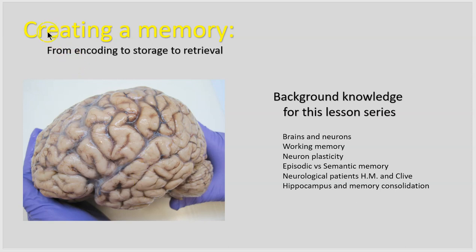In this lesson series entitled Creating a Memory, From Encoding to Storage to Retrieval, we will follow the course of events in the production of a memory stored in the human brain. But before we tell that story, we'll need some background information. So we'll be covering these concepts very quickly in this introductory part 1 of the lesson series, and then we'll tell the story of how a memory is formed in future lessons.